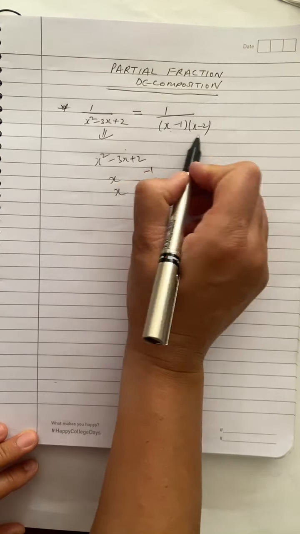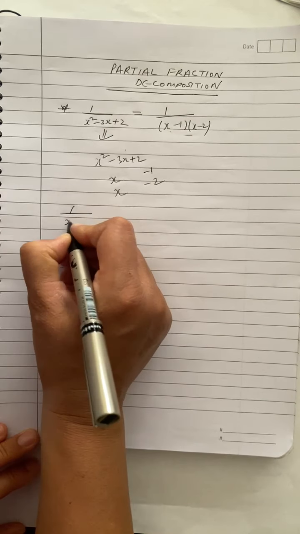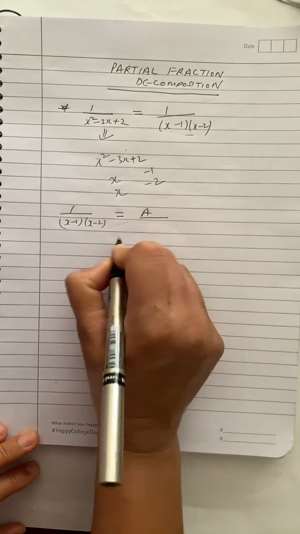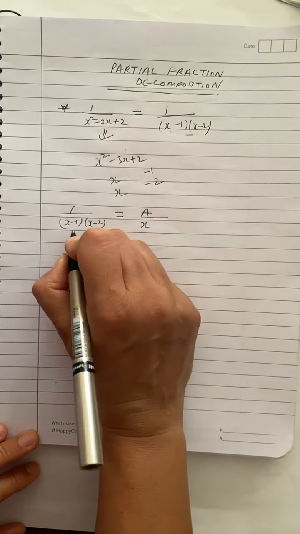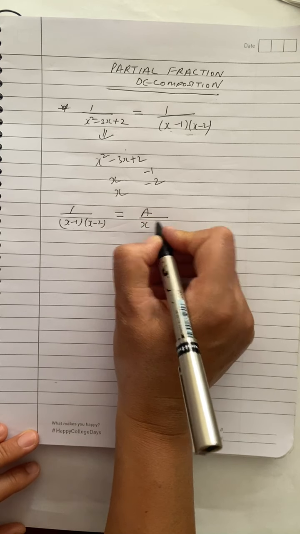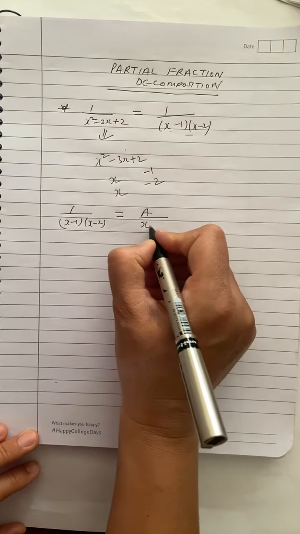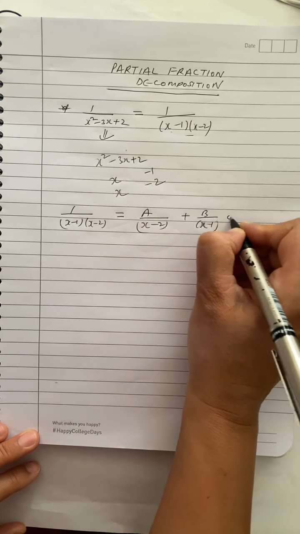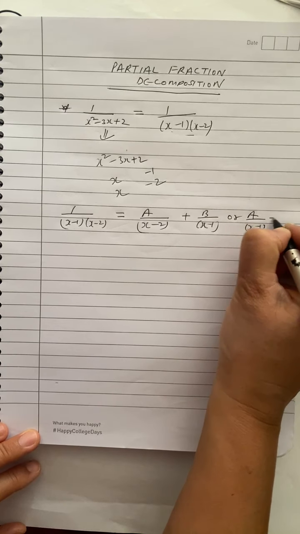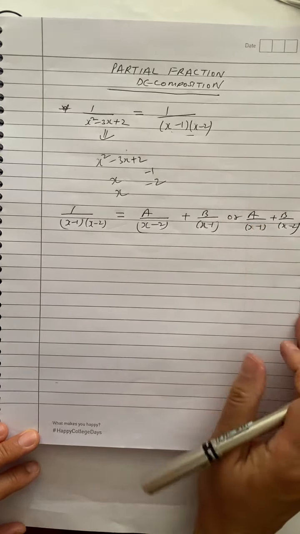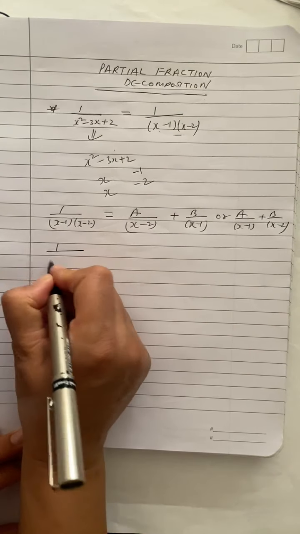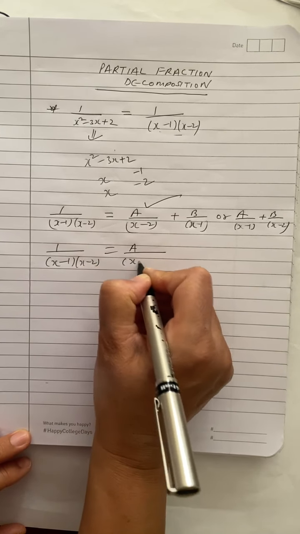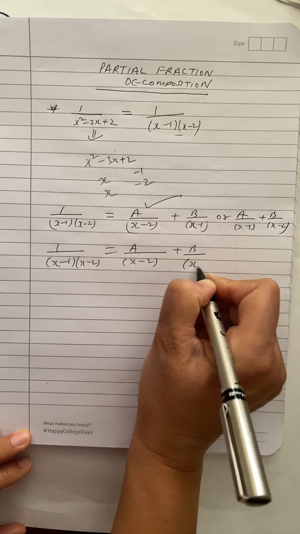Now what we want is to decompose this into two fractions. So 1 over x minus 1, x minus 2. We can rewrite this as, let's say this is equal to, it doesn't matter, you can have a over x minus 1 or a over x minus 2 and b over x minus 1. It doesn't really matter here. I can do this, or I can do a over x minus 1 plus b over x minus 2. It's the same thing. So I'm going to choose this one here: a over x minus 2 plus b over x minus 1.